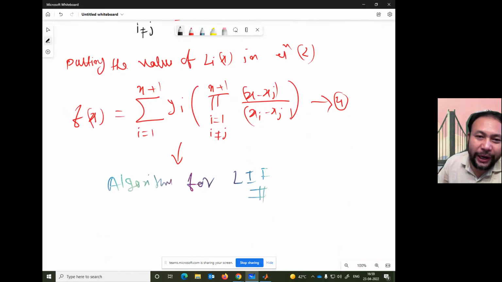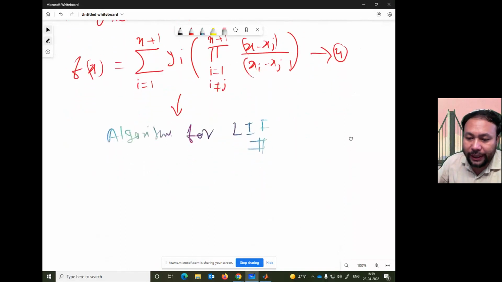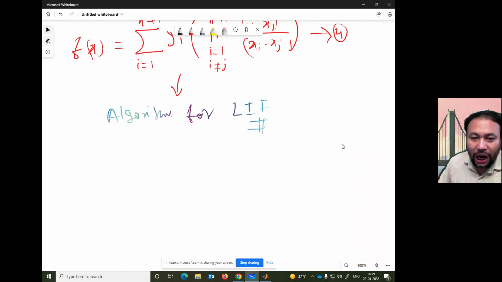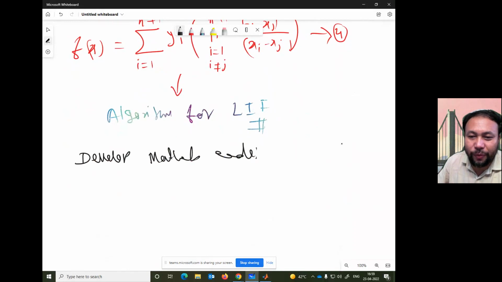Means ultimately now we have developed the algorithm, the logic behind Lagrange's interpolation formula. Our next job is how to develop a Matlab code. We have to develop Matlab code for the Lagrange's interpolation formula.